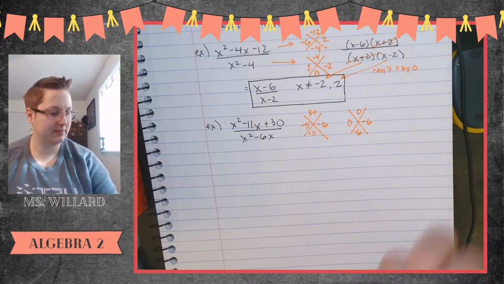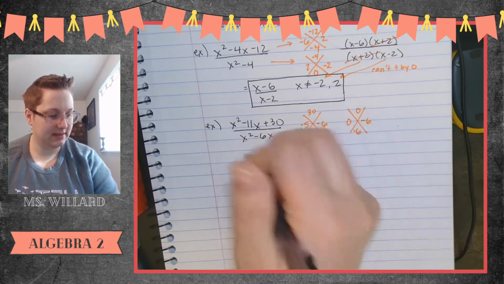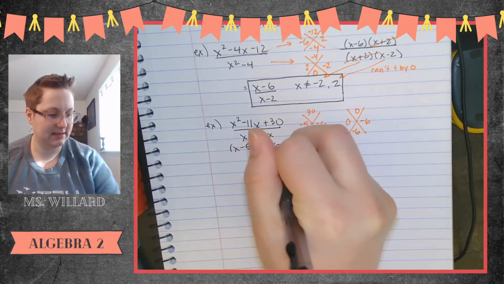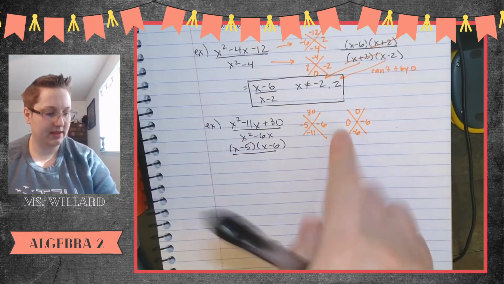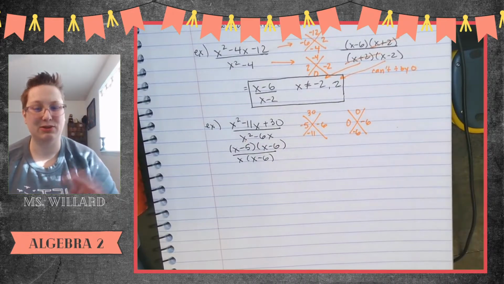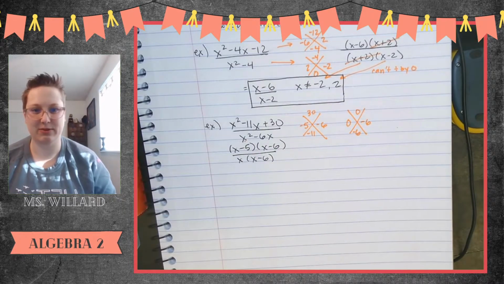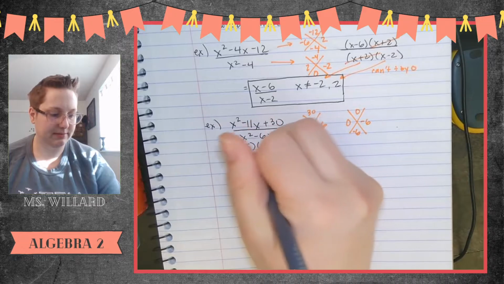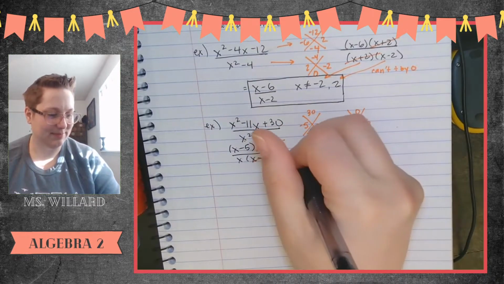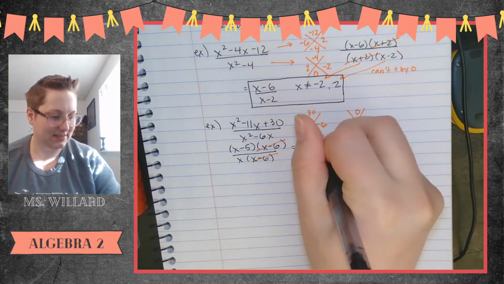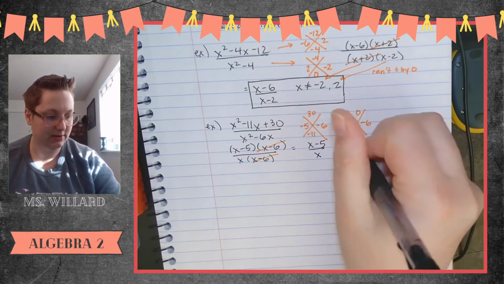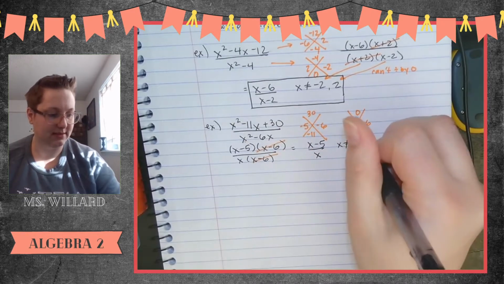So this is equal to x minus 5, x minus 6 over x times x minus 6. I don't need to write the x plus 0 part. The 0 is like a bonus. I don't care about it. Sorry, little guy. So this is x minus 5 over x, and x cannot equal 0 or positive 6.